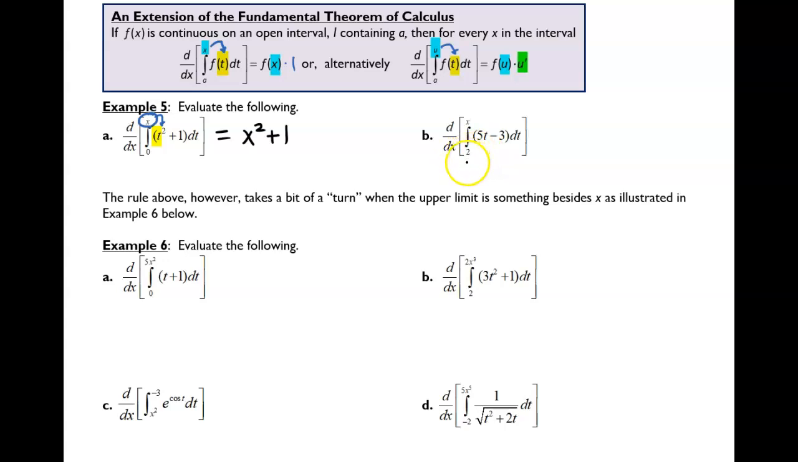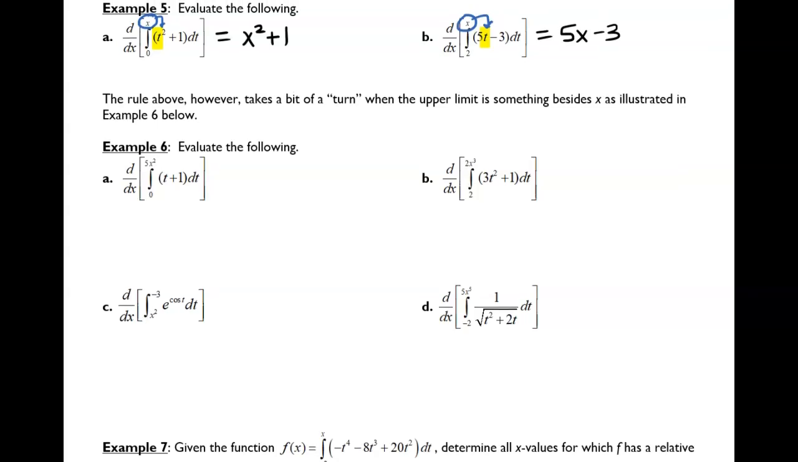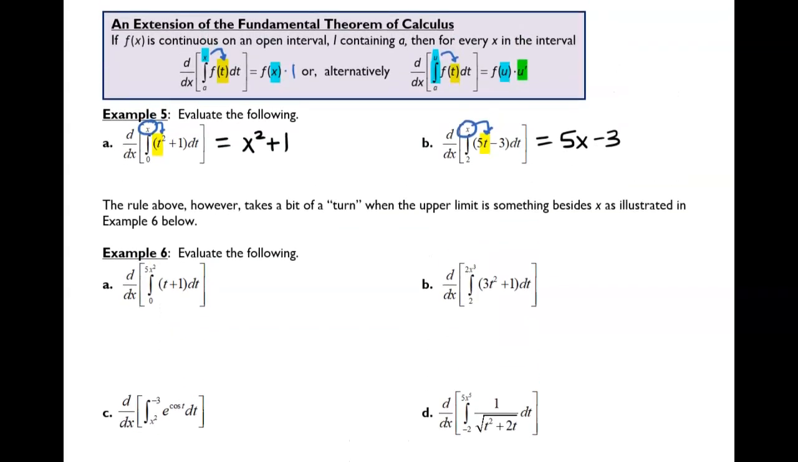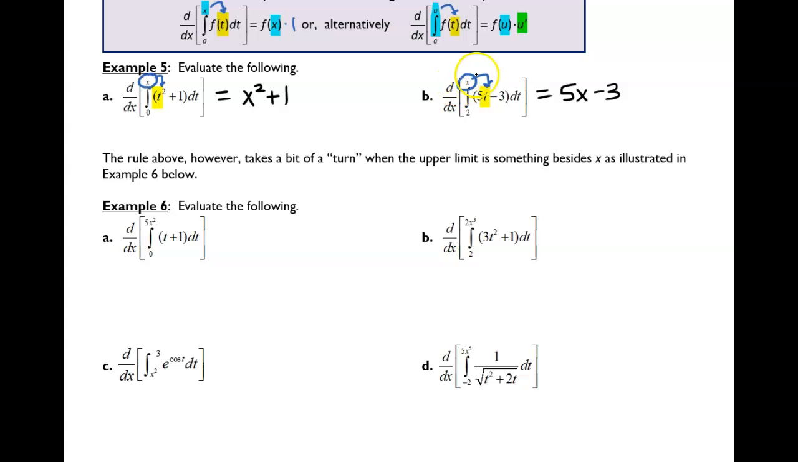In b, we're taking the derivative of the integral from 2 to x of 5t minus 3 dt. So I see I just have one t here, 5t minus 3, and my x, so I'm just going to replace the t with that x, and so I just get 5x minus 3. Again, just a change of variables. So this does get a little trickier if we have something besides x, and so let's look back up at our formula and try to get all this in there. All we have to do, we're going to replace our t with whatever that function is, and then we'll multiply by the derivative of that.